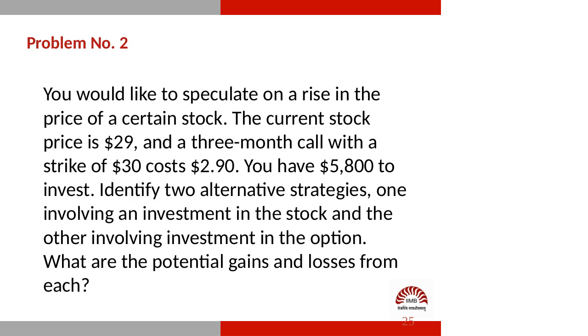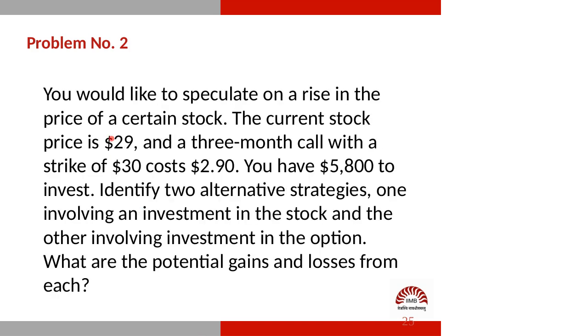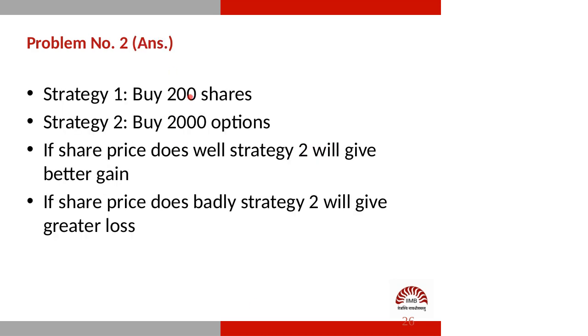First case, it is only stock. The second case, it is option. So if you look at it in the first case, what can you do? Your current stock price is 29. Your total money is 5,800. So therefore, you can buy 5,800 divided by 29, therefore 200 shares. In the second case, the option premium is 2.9. You have 5,800. So I can buy 5,800 divided by 2.9. Therefore, that is how I can get 2,000 options.